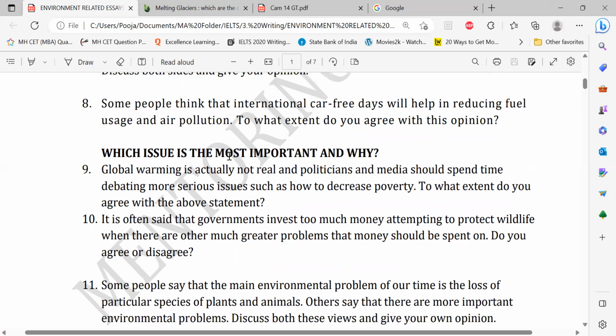Do you agree? Let's agree. Everybody, let's agree. No, acha. All right. So you're saying global warming is real. So you have to tell me how and why. Because it is also an equally important topic. Equally important. Why? It is asking why.